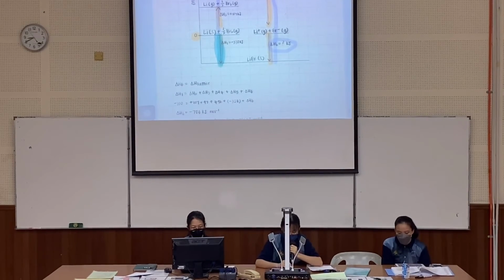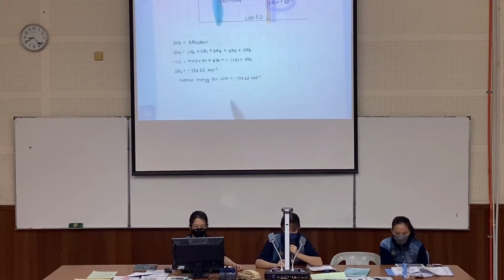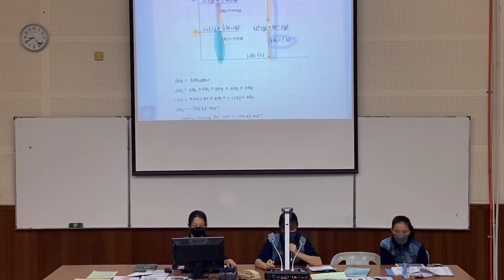And you need to write a conclusion to answer the question, that the lattice energy for lithium bromide is equal to negative 706 kilojoule per mole. And that's all for this question.